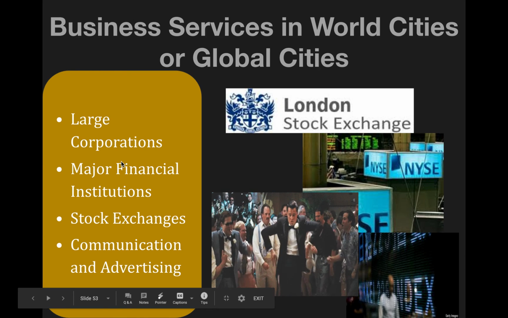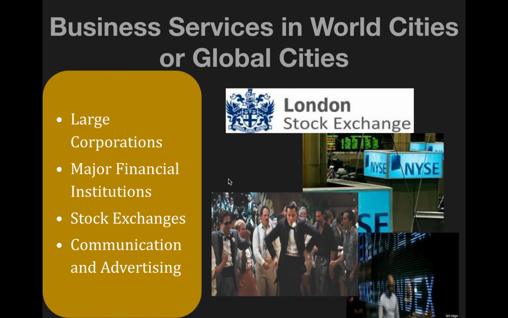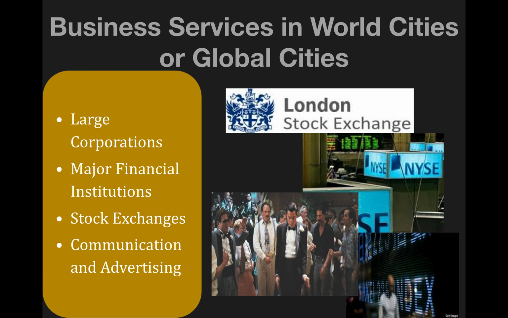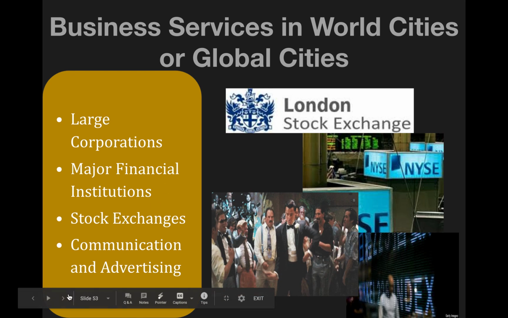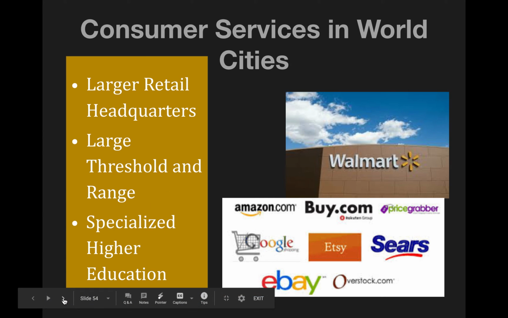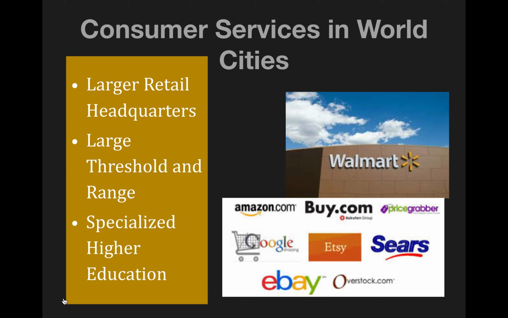All right, so in review, when we look at world cities, they're going to be business services that have large corporations, large financial institutions, and large stock markets. They're going to have advanced communication and advertising. They'll also have the most specialized consumer services. They're going to have large retail headquarters. They'll have the largest thresholds and ranges of consumer services, and then they'll have specialized higher education.